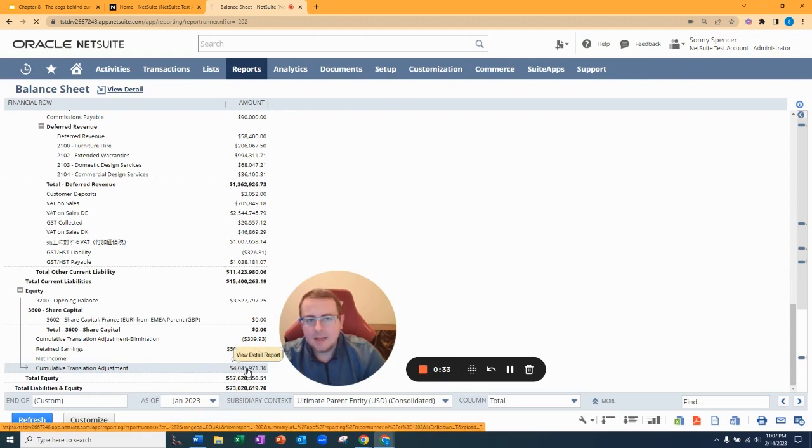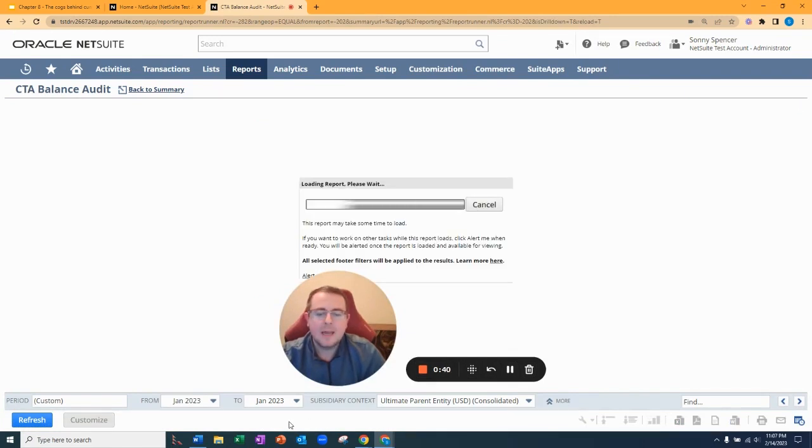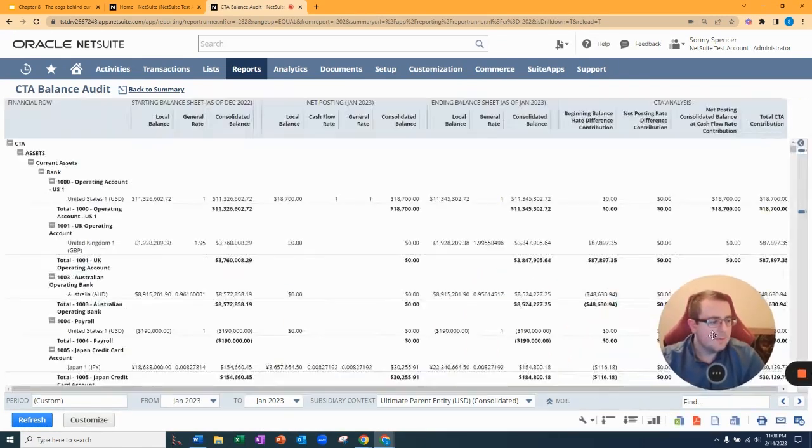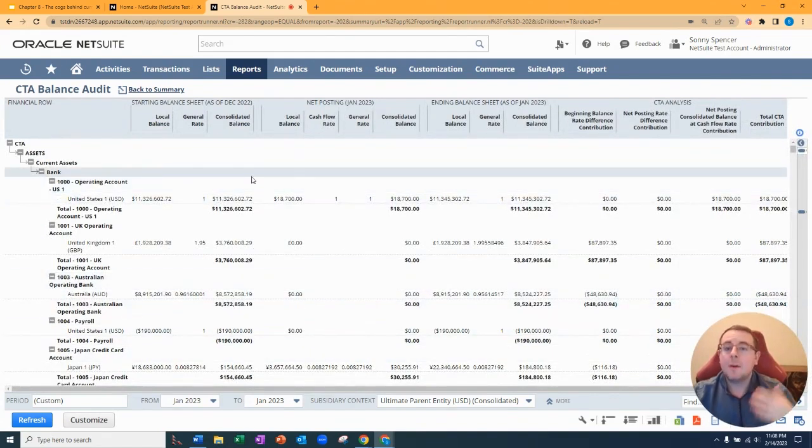Let's go ahead and click on that balance. NetSuite will take us to the CTA balance audit report for that accounting period. I'm going to move that over here for a second. And what we're going to do now is walk through this report from left to right to get a detailed understanding as to what each column in this report represents.